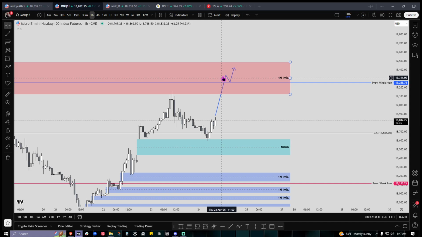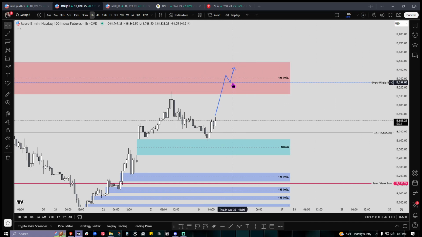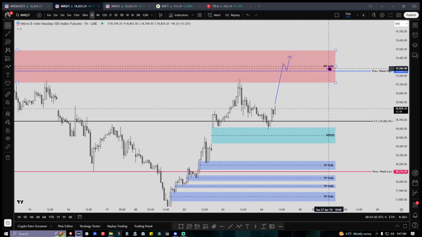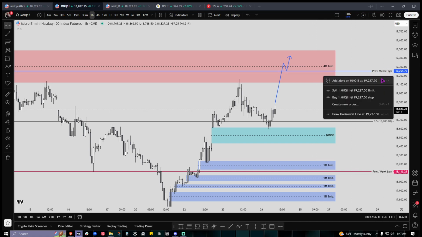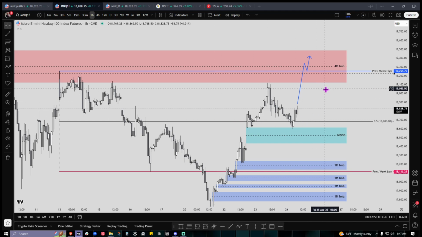But that's going to be my main look, just waiting for these levels and seeing if we can get a break and retest for longs. And it's going to be either 50% or previous week high. So I would just set an alert around here, and then once price gets there, just start watching on the smaller time frames. So that is the long scenario.